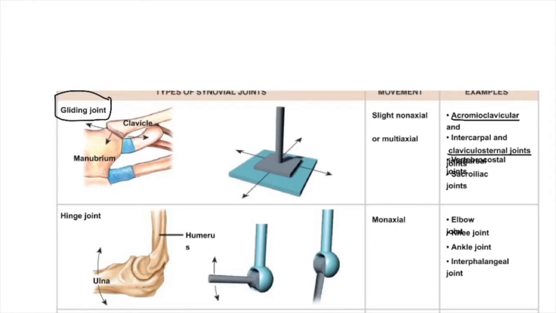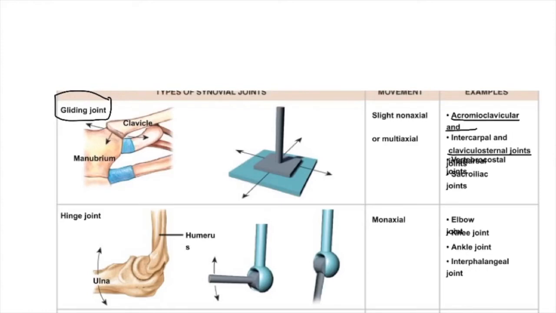There's another one here, though, the claviculosternal joint. Where is the claviculosternal joint? It's between the sternal end of the clavicle and the manubrium, right? So when you also bring your shoulders up, you can feel the clavicle gliding against the sternum. It glides against the manubrium, right?